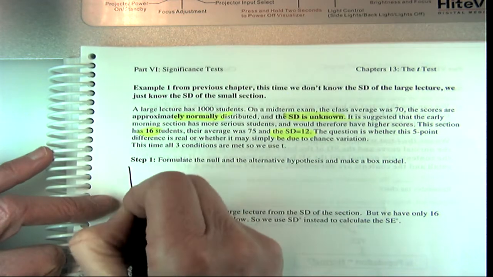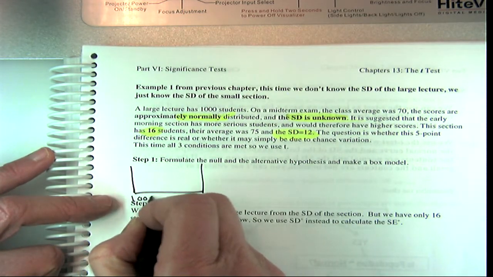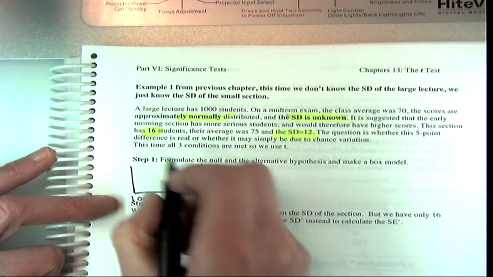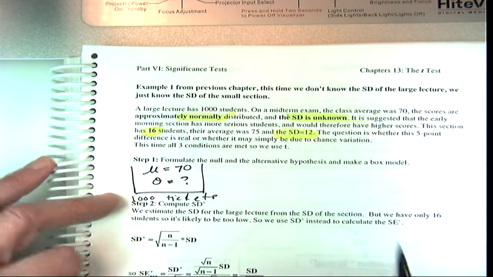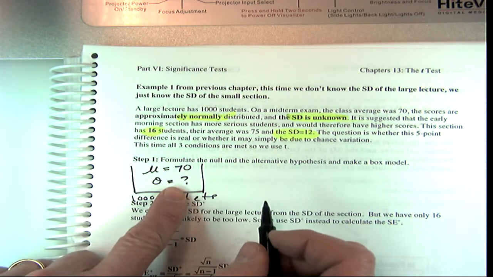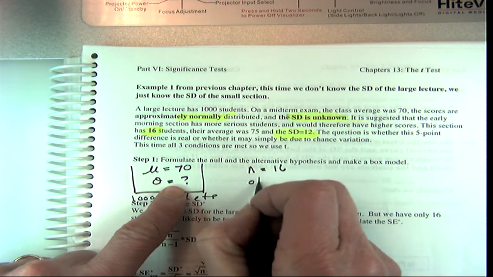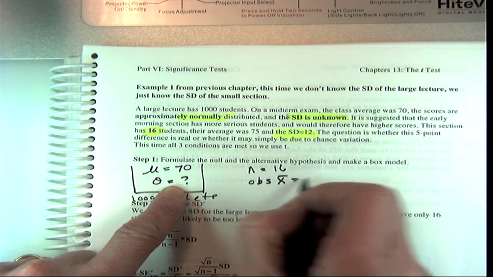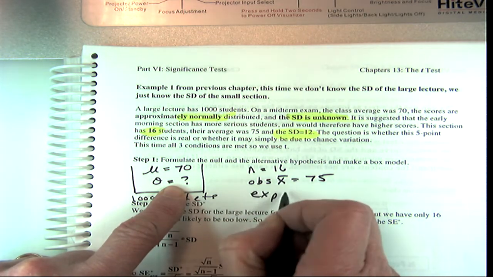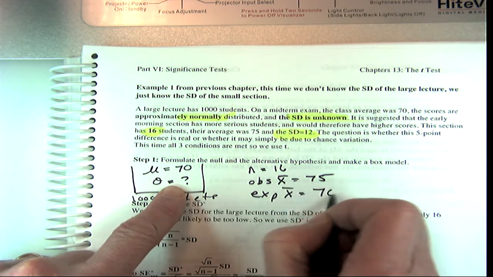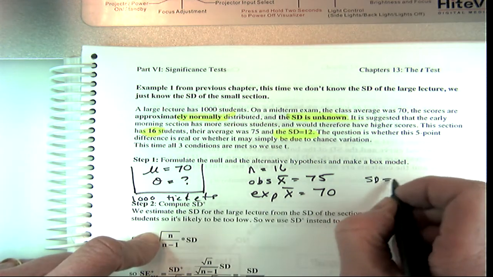All right, so we have this box. It's the same thing. We have all 1,000 students in here, 1,000 tickets. We still know μ is 70, but we don't know what σ is. That's unknown. So what's going to change is we now have the sample of 16, and we observe an x bar equal to 75. This is all the same. We expect our x bar to be 70. And now we have this sample SD equal to 12.